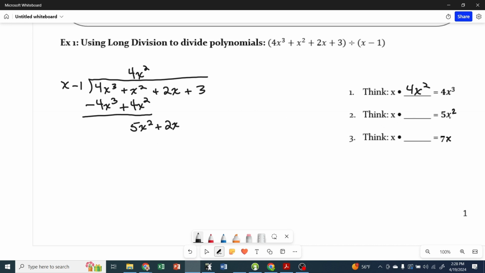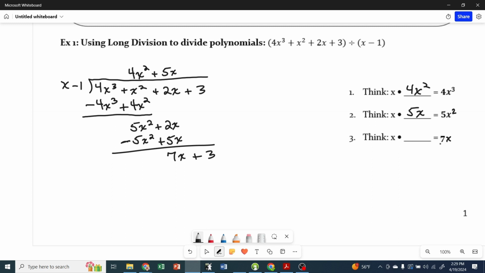x goes into 5x squared 5x times. So I'm going to have plus 5x. 5x times x is positive 5x squared, I should say. Change the sign, that'll be negative 5x squared. 5x times negative 1 is negative 5x, but we're going to turn that into positive 5x. And we're going to come on down and we end up with 7x plus 3 comes on down.